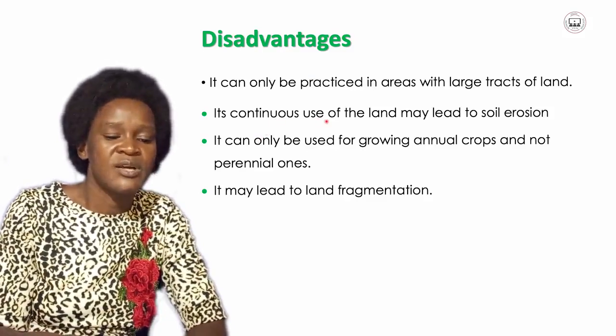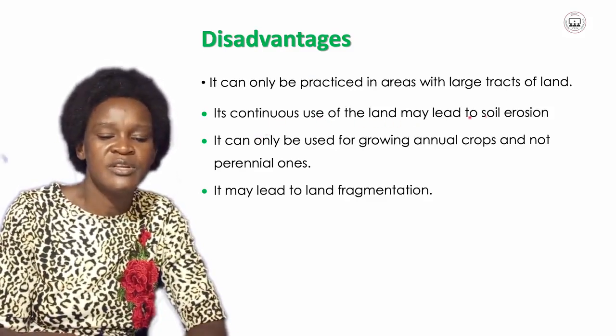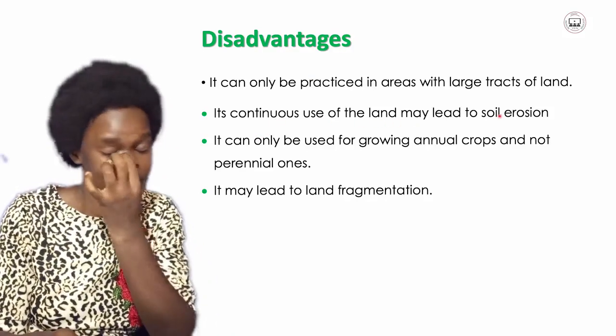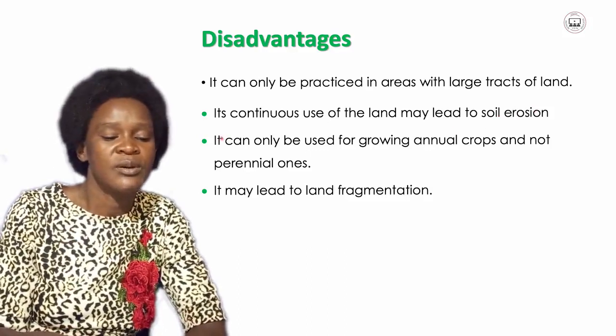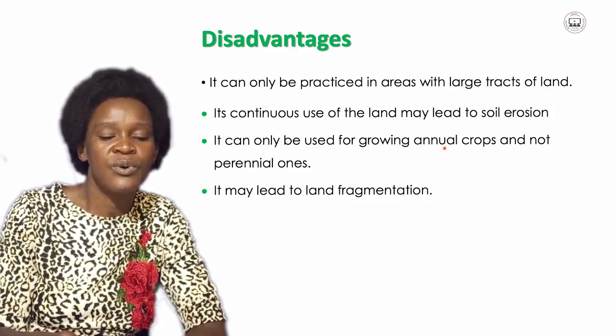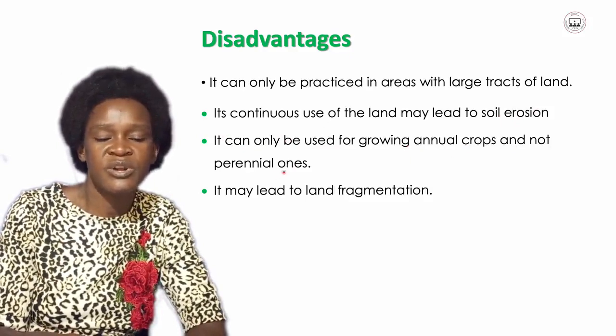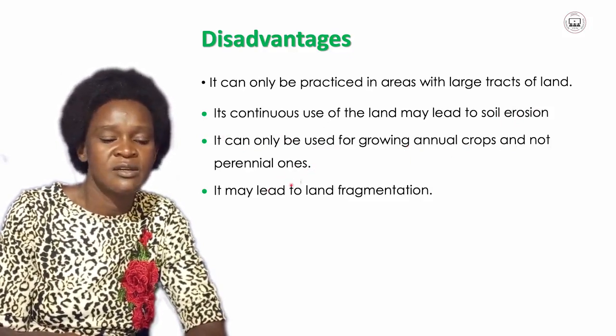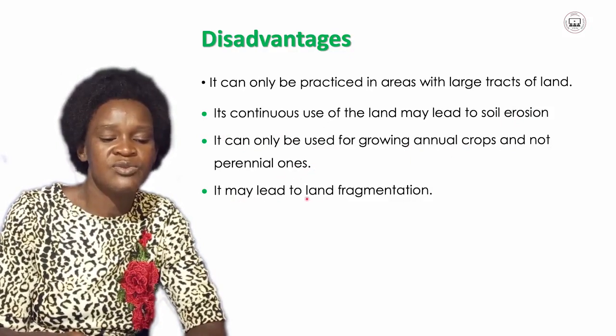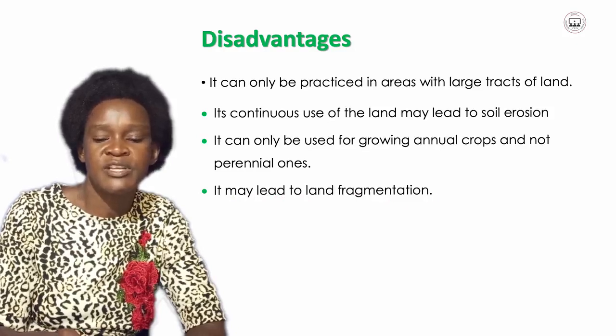Its continuous use of the land may lead to soil erosion, and also it can only be used for growing annual crops and not perennial ones. And lastly, it may lead to land fragmentation.